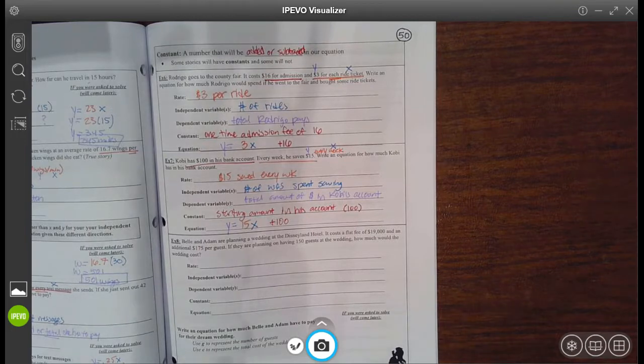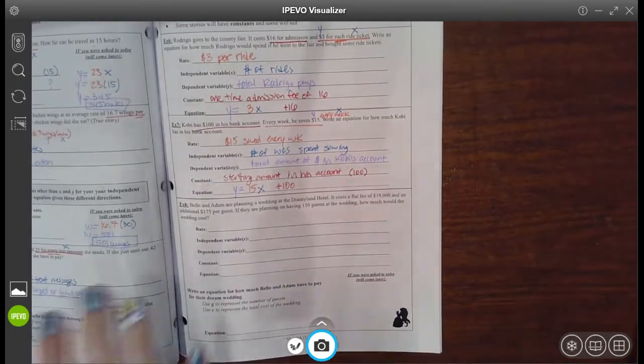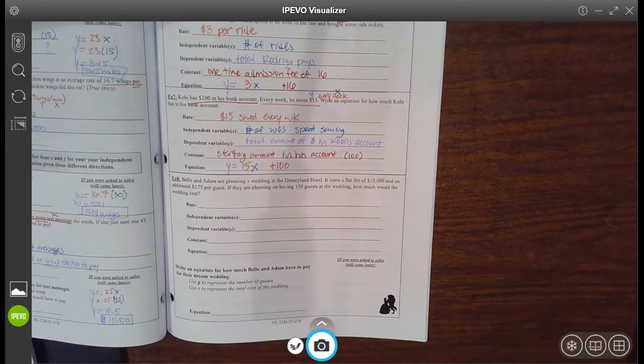Okay, last one. You've got this. And what a great one to end on. Beauty and the Beast down here. It says Belle and Adam, which, by the way, if you didn't know, Adam is the Beast's real name. Okay, so Belle and Adam are planning a wedding at the Disneyland Hotel. It costs a flat fee of $19,000. Then an additional $175 per guest that they want to invite. If they're planning on having 150 guests at the wedding, how much would the wedding cost?